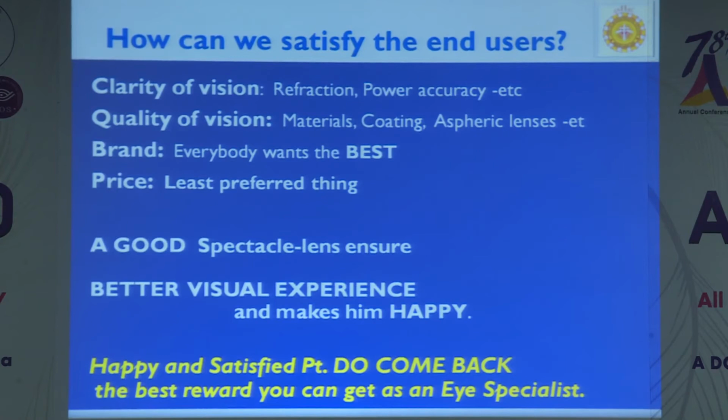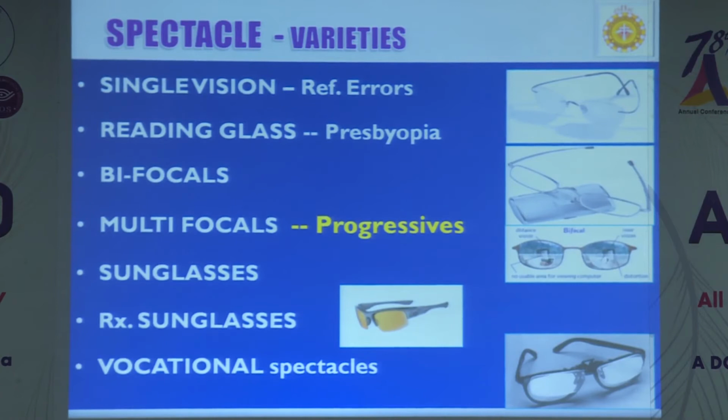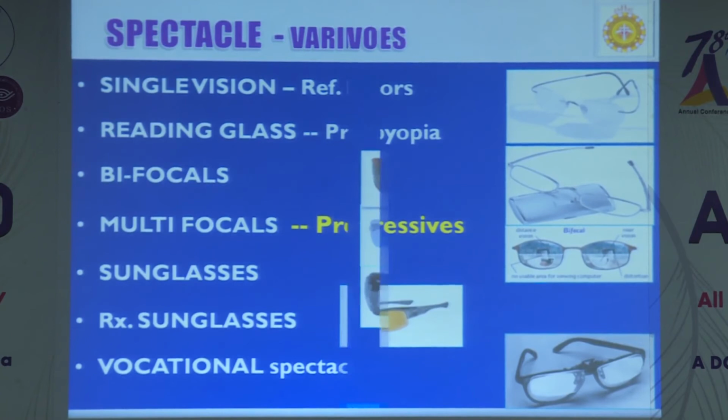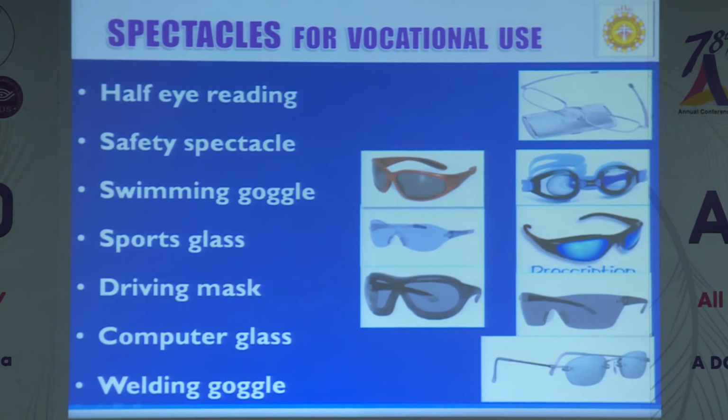So what are the choices available? It can be single vision glasses or reading glasses. It can be bifocal, multifocal or progressive. It can be sunglasses, sunglasses with power, or occasional spectacles. All spectacle varieties are available. What are the occasional uses? It can be half-eye reading spectacles, safety spectacles, swimming goggles, sports glasses, driving mask, computer glass, welding glass. All these spectacles are available.